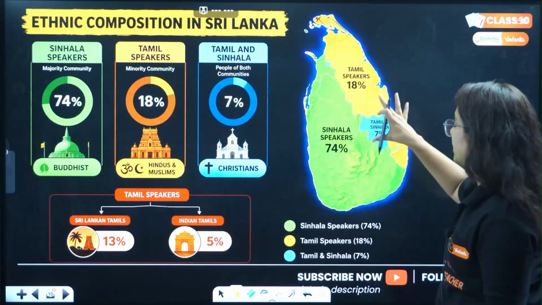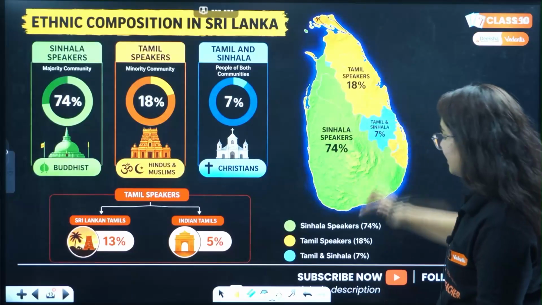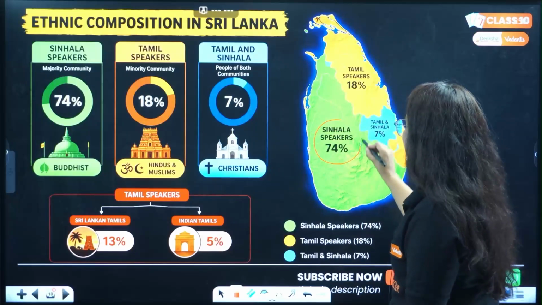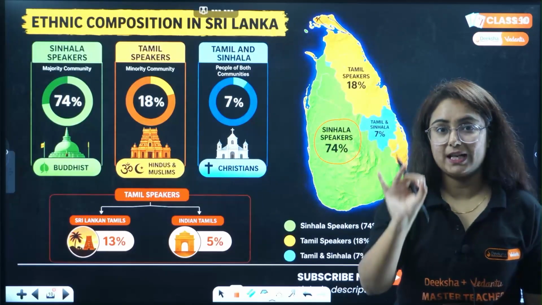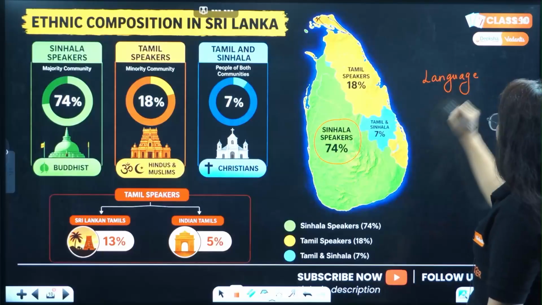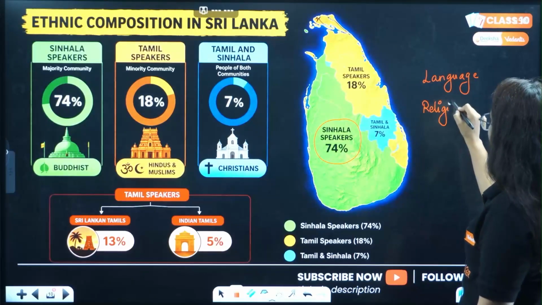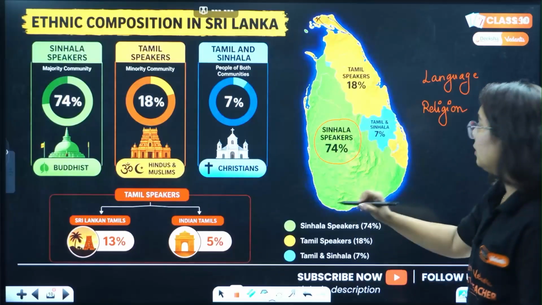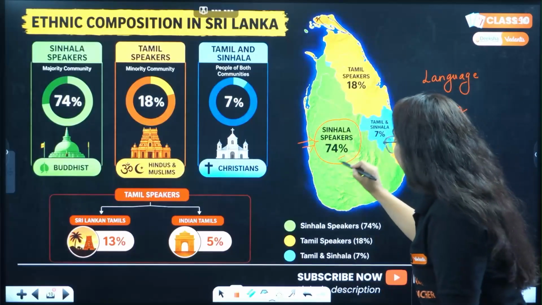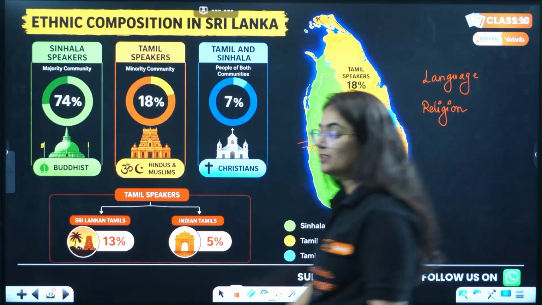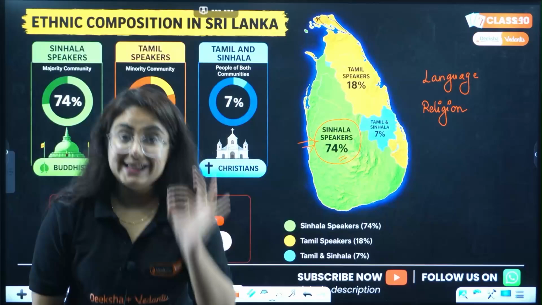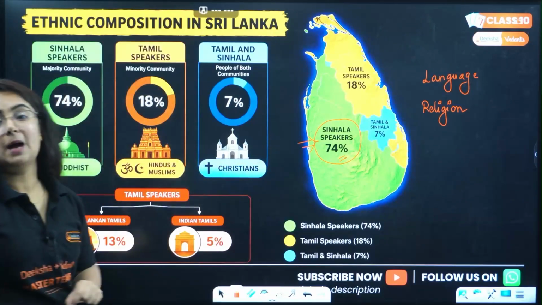See, this is Sri Lanka. Okay, pay attention. In this nation, the majority of the people speak the language Sinhala. What you have to focus on in Sri Lanka is one, language, and the other, religion. So here are the people who speak their indigenous language, that is Sinhala. How many people? 74% of the country's total population, which clearly indicates that these Sinhala people are in majority.